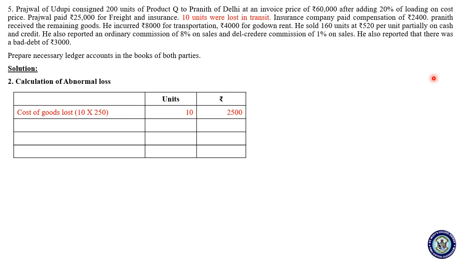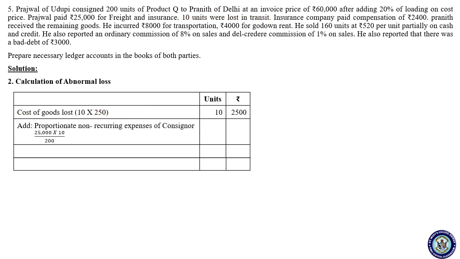But abnormal loss is not the total units, it is some percentage of units. Now it is only 10. So whenever you take the non-recurring expense of consignor, you have to take only the proportionate, meaning how much for 10 units. The expenses you incurred are for 200 units, but you want only for 10 units. Okay, so add proportionate non-recurring expense of consignor. How to find? It is a cross multiplication.